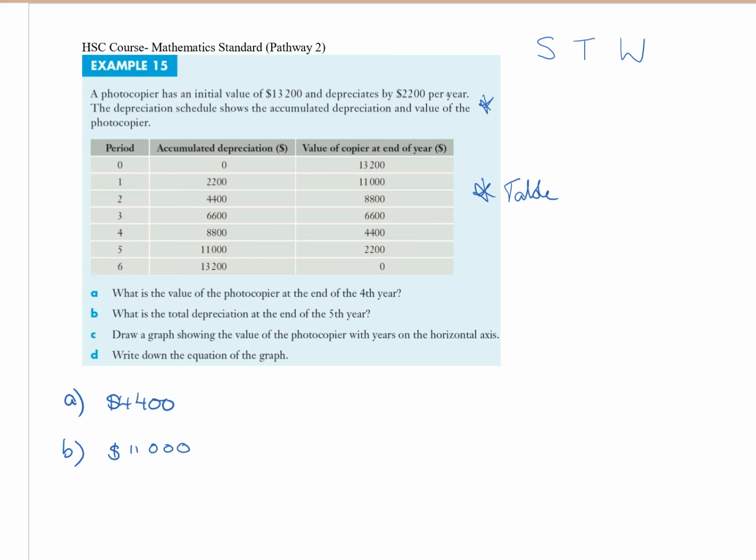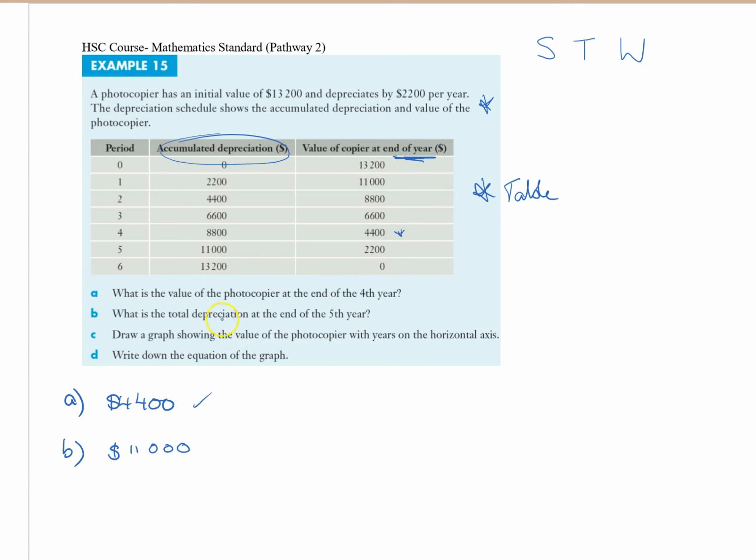So, looking at the questions, what's the value of the photocopier at the end of the 4th year? Fairly gentle sort of question. Period 4, here's our accumulated depreciation. Now, paying attention to the detail of the table, we can see these are numbers that are building up, adding on to each year. Value of the photocopier is coming down, and at the end of the 4th year, 4 years, it's 4,400, which you see I've got there.